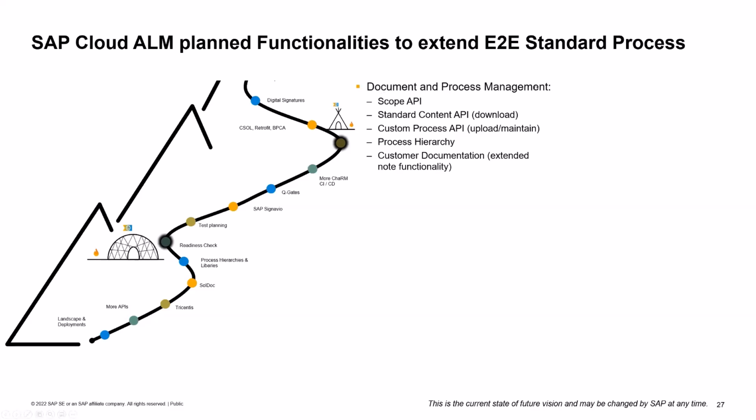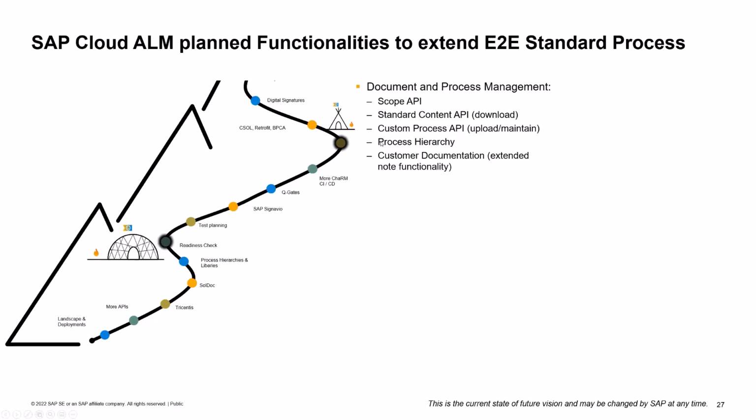So in document and process management, I think we already deployed those scope APIs, the standard content API, and custom project APIs, which are needed to bring information and data from your current Solution Manager into SAP Cloud ALM. That's the background of the development of those APIs, to smooth the transition.